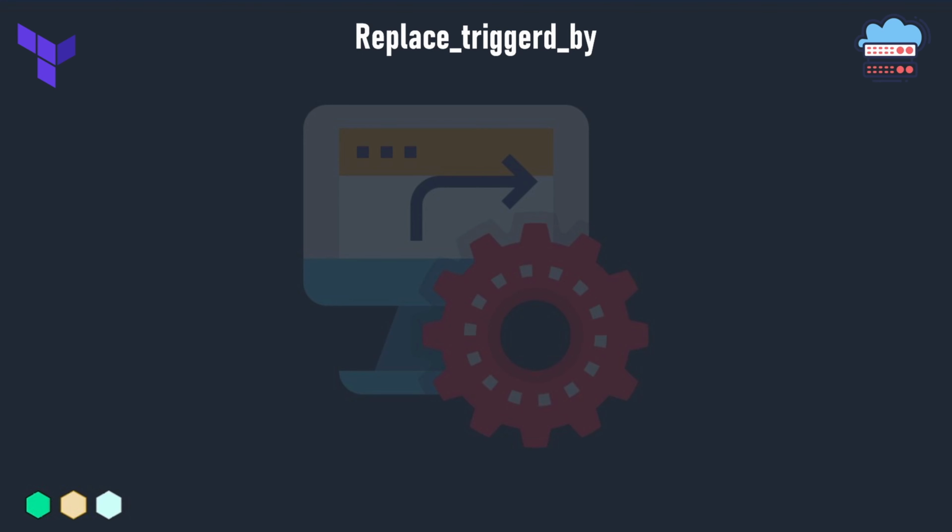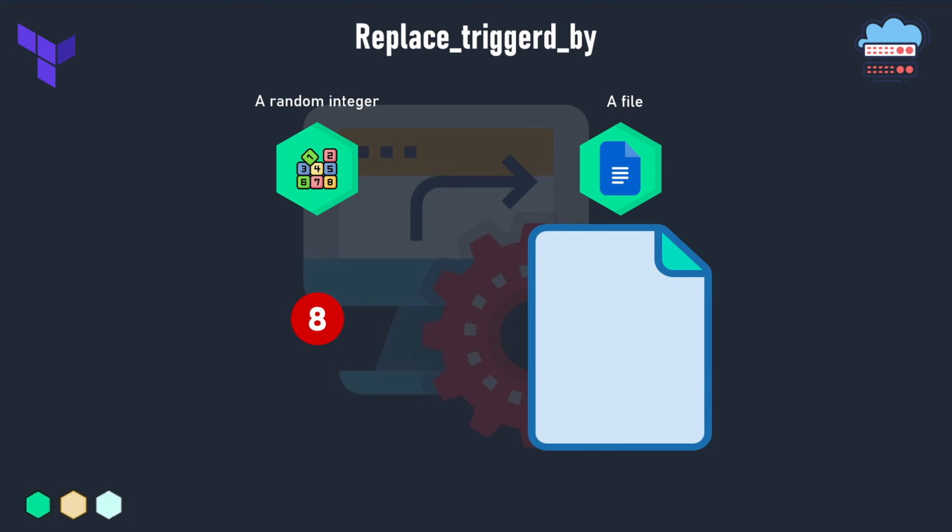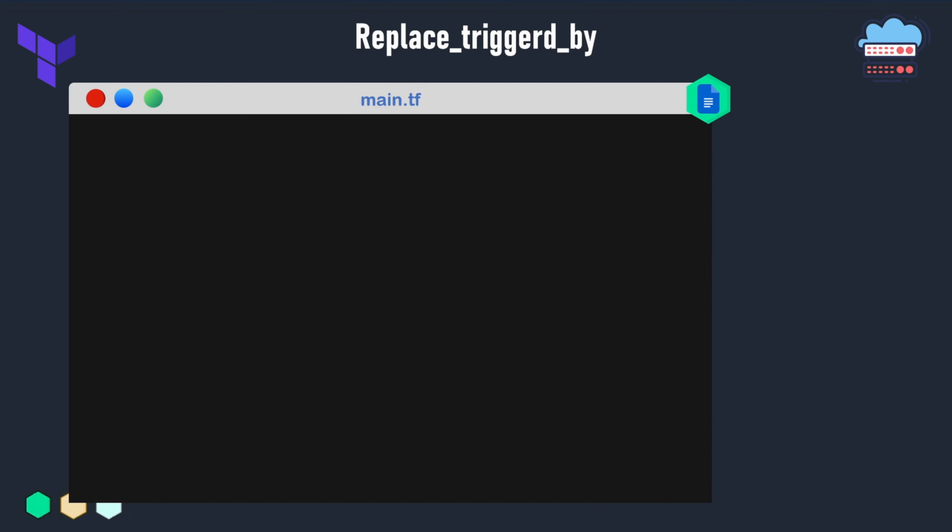Let's say that we want Terraform to generate a random integer and to create a file. Then, whenever the content of the file was changed, we want Terraform to generate a new integer which will replace the old version. For example, if the content was changed from 15 to 25, Terraform must recreate the file with the new content, and the random integer must be replaced also. Let's see how to achieve that in Terraform using the replace_triggered_by lifecycle rule.